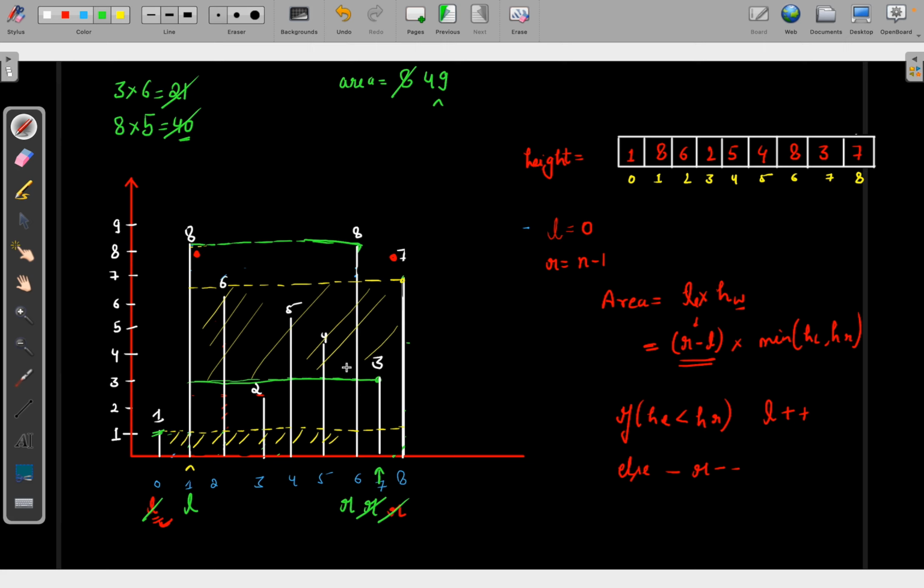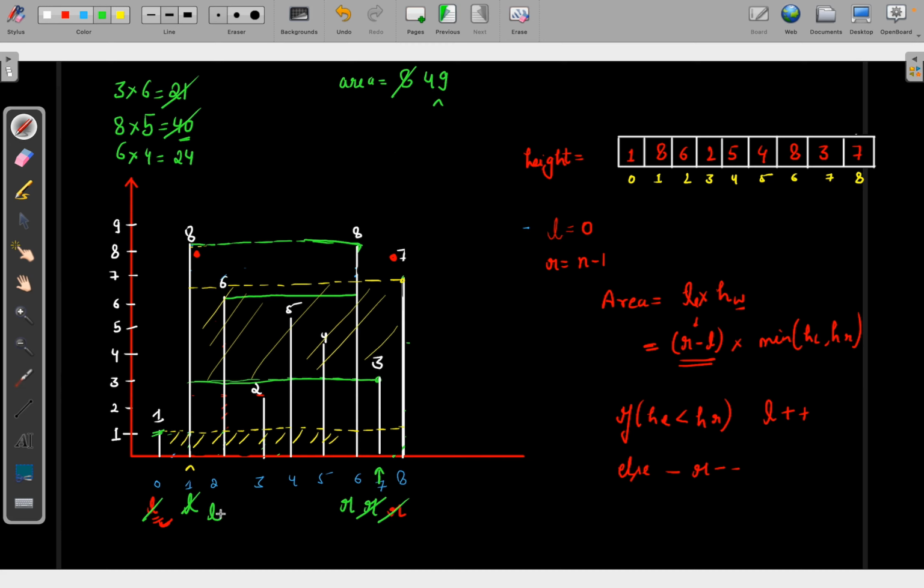Now again, which is responsible? Any one of them is responsible, right? So we can move the L pointer or the R pointer. Let's try, suppose we are moving the L pointer. Now what will be the height? This will be the height if I am moving the L pointer. This height is 6, and the difference between 6 and 2 will be 4. So 6 times 4 is 24, which is again not greater than 49.